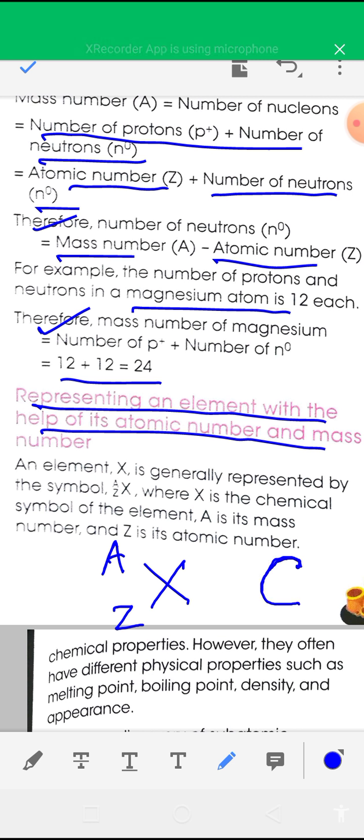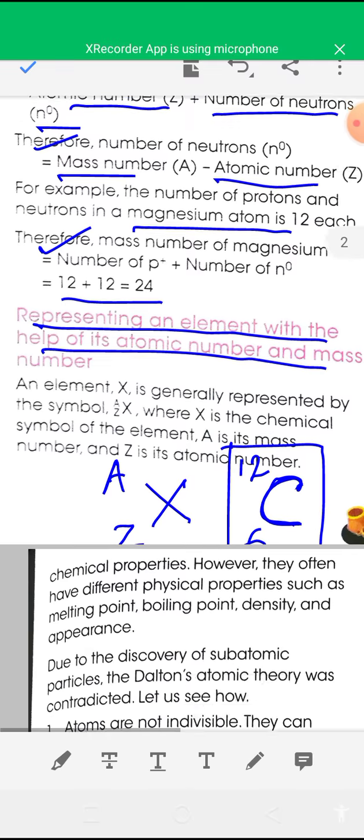So how to represent the carbon atom? You have to write the symbol of carbon, C, and then you have to write the atomic number of carbon. Atomic number of carbon is 6, and the mass number of carbon is 12, 6 protons and 6 neutrons. So the symbol of carbon is 6C12.